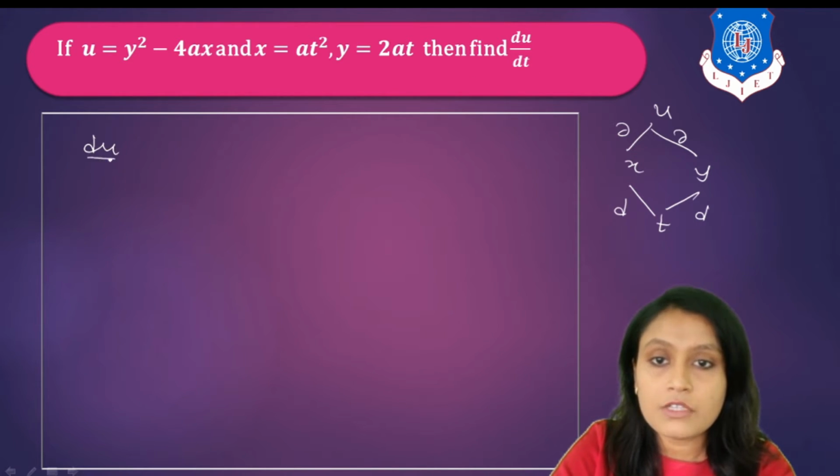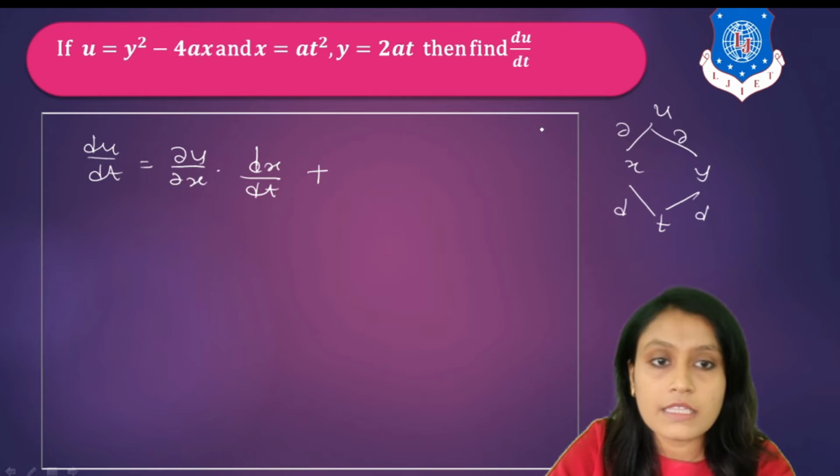Now the task is to find du by dt. So what will be the formula? Firstly we will go from u to x and then x to t. So you will get here del u by del x into dx by dt. Correct? Plus, now we will go from u to y and then y to t. So you will get del u by del y into dy by dt.